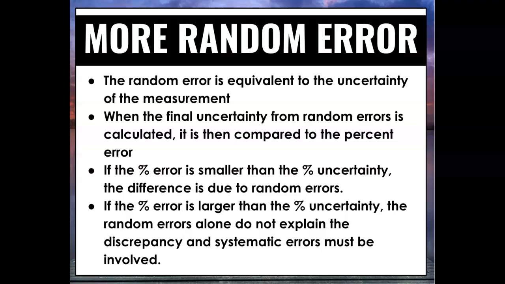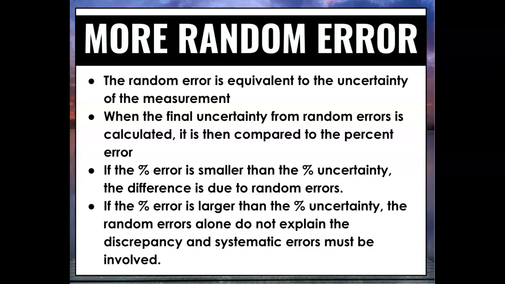If the percent error is larger than the percent uncertainty, then the random errors alone do not explain the discrepancies in your data, and systematic errors could be involved, which means that you probably had inaccurate measurements, equipment that didn't work, things that went haywire and wrong. So when your percent error is way more than your percent uncertainty, that essentially means that something is way more wrong than random errors that you cannot control.